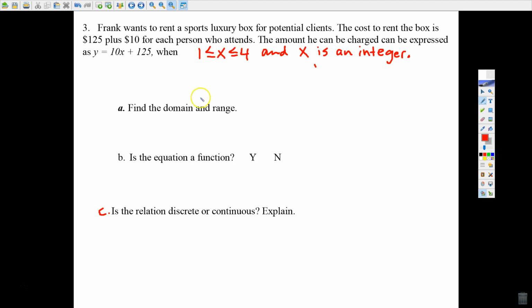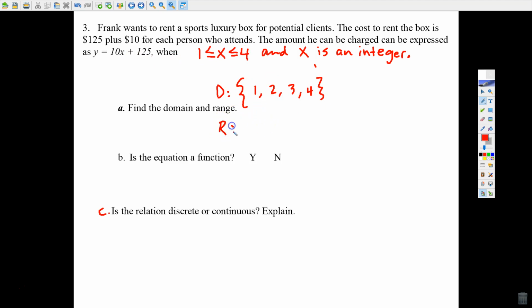So let's go ahead and state letter A, what is the domain and range? Well, we basically already said what the domain is. The domain, if we want to list them out, would be the numbers 1, 2, 3, and 4. Those are the possible inputs, the total number of people, in other words, that he can invite.